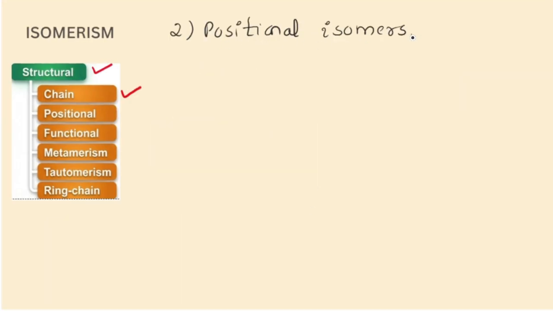What are positional isomers? The positional isomers are the molecules with the same molecular formula, but the position of the functional group will be different. Students, remember, for all the isomers, the definition must start with the molecules with the same molecular formula. Okay, so that's what the isomerism phenomenon is all about, right?